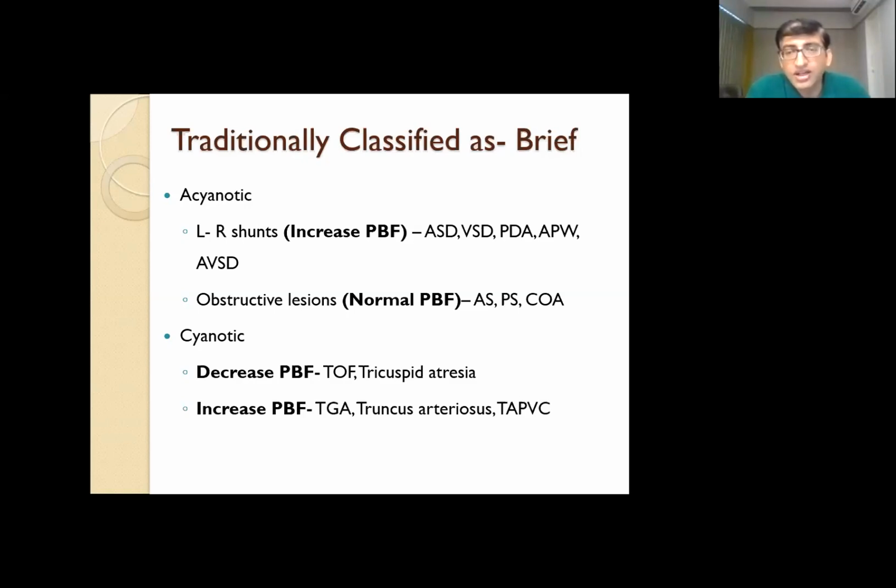Among the left to right shunts, the commonly occurring lesions are ASD, VSD, PDA. ASD is atrial septal defect, VSD is ventricular septal defect, PDA is patent ductus arteriosus, then AP window, aortopulmonary window, and atrioventricular septal defect, that is the endocardial cushion defect. Among the obstructive lesions, where the pulmonary blood flow is normal, we have aortic stenosis, pulmonary stenosis, and coarctation of aorta, the commonly occurring obstructive lesions where we don't have cyanosis.